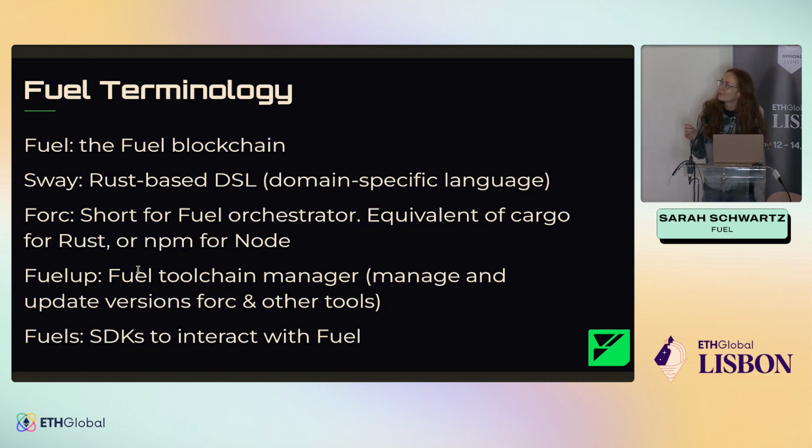Some quick terminology about Fuel. When I say Fuel, I'm referring to the Fuel blockchain or network. Sway is our Rust-based domain-specific language that we're going to be writing our smart contract with. Forc stands for Fuel Orchestrator, and it's essentially like Cargo for Rust or NPM for Node. FuelUp is the toolchain manager that will install Forc and the Fuel node software on your machine. And then Fuels is the SDKs. There's a Rust and TypeScript SDK that you can use to interact with Fuel.